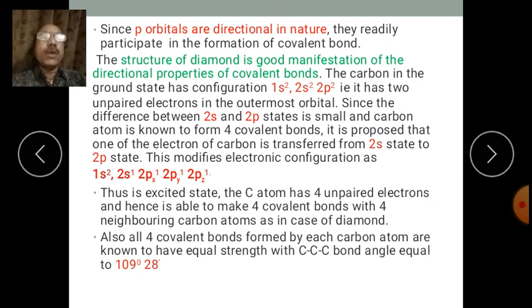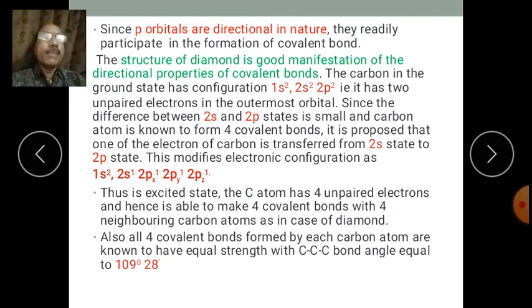Since the p orbitals are directional in nature, they readily participate in the formation of covalent bonds. The structure of diamond is a good manifestation of the directional properties of covalent bonds, isn't it? So diamond is a good example of directional properties of covalent bonds.